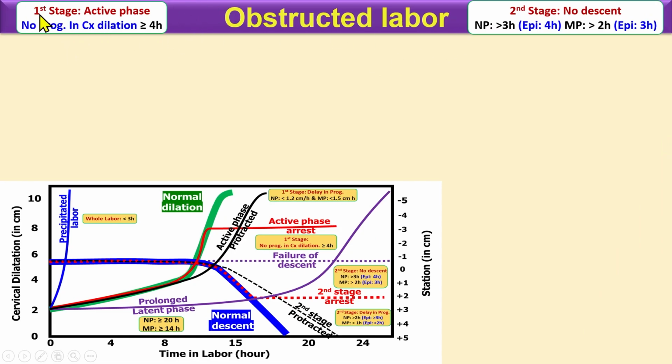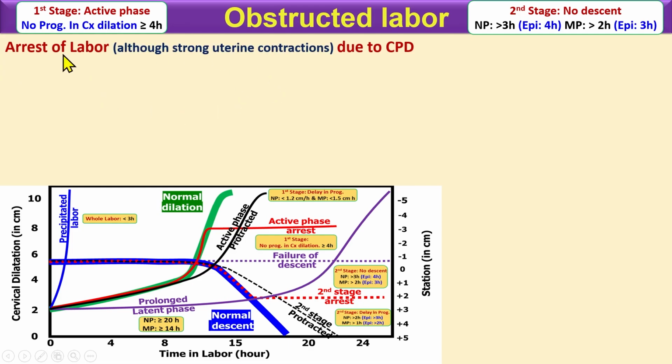In the arrest, there is no progress in cervical dilation for more than 4 hours, and in the second stage, no descent for more than 3 hours, or more than 2 hours in the multipara, and an extra hour if you have given epidural anesthesia. The arrest of labor is usually due to CPD. Although there are strong uterine contractions, there is no dilation in the first stage, or no descent in the second stage arrest. CPD means cephalopelvic disproportion.